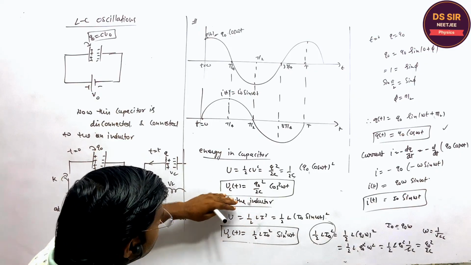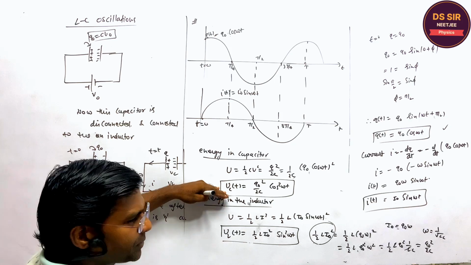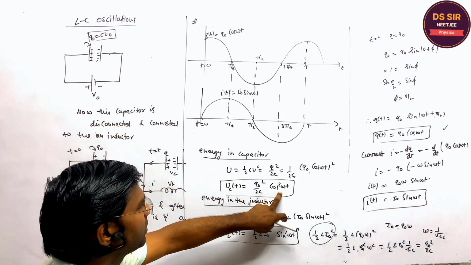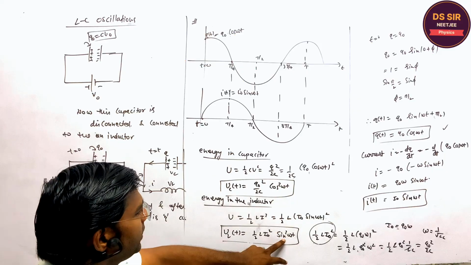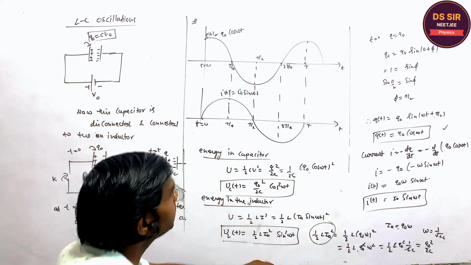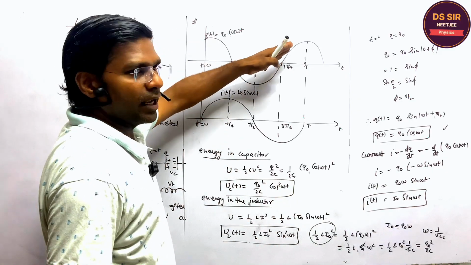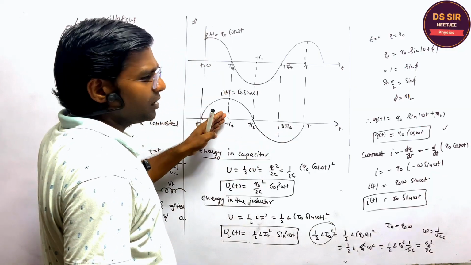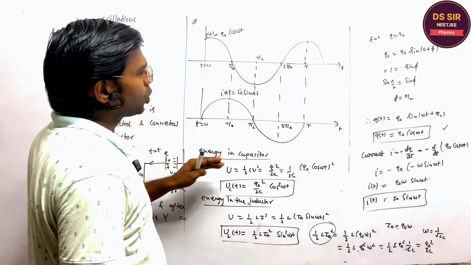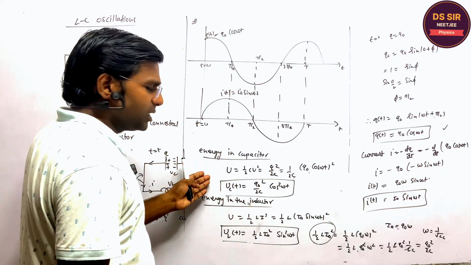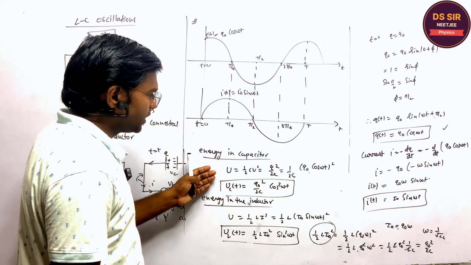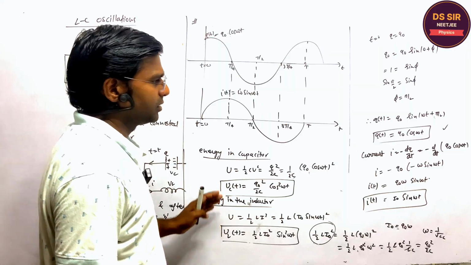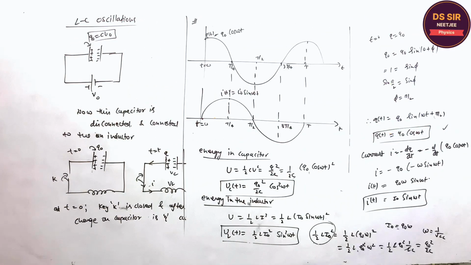Look, the energy in the capacitor and the energy in the inductor vary periodically according to cos square omega t and sin square omega t. Since the charge and the current in the circuit vary sinusoidally with time, the energy stored in the inductor and the capacitor also varies periodically. All right, copy this first.